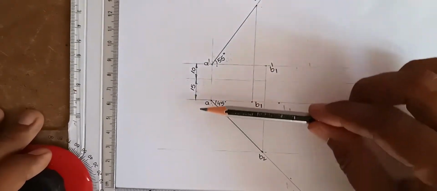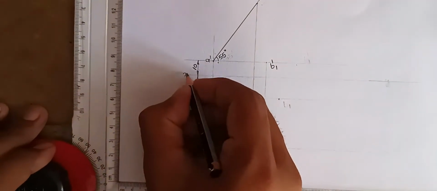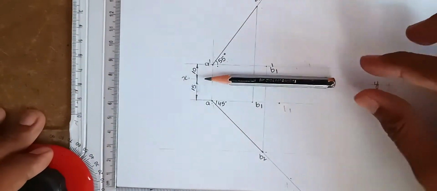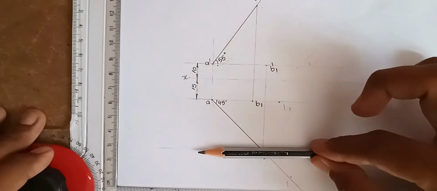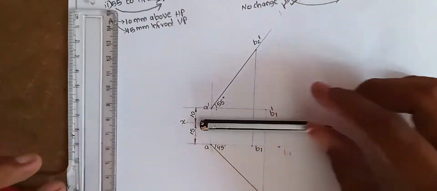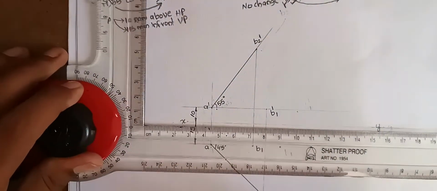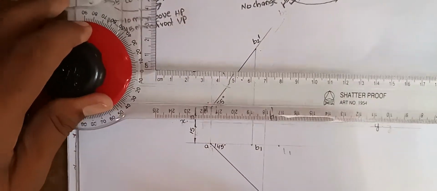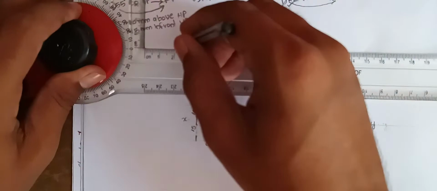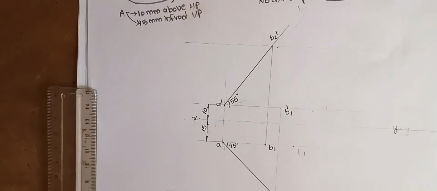That line should be parallel to the reference line XY. Okay, students, I forgot: that is X, that is Y. That line should be parallel. Next, to that line we have to draw another parallel line from B2 dash. So that is B2 dash.